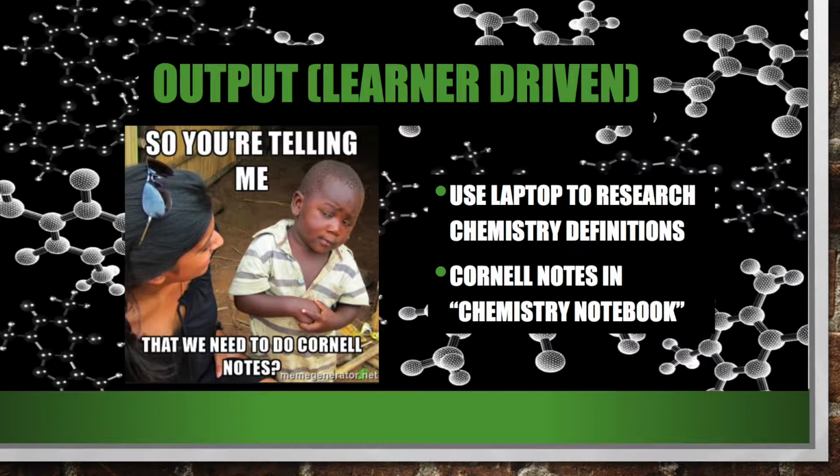After the writing activity, students are going to grab a laptop to independently research some scientific definitions. They're going to be looking up covalent bond, ionic bond, polarity, polar covalent bond, non-polar covalent bond, and they're going to be recording these in Cornell note form in their chemistry notebooks. After they're done, they're going to close their laptops to prepare for the next phase.